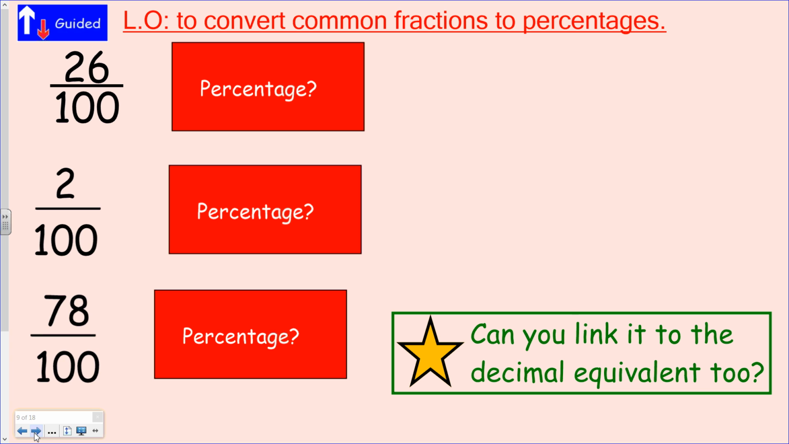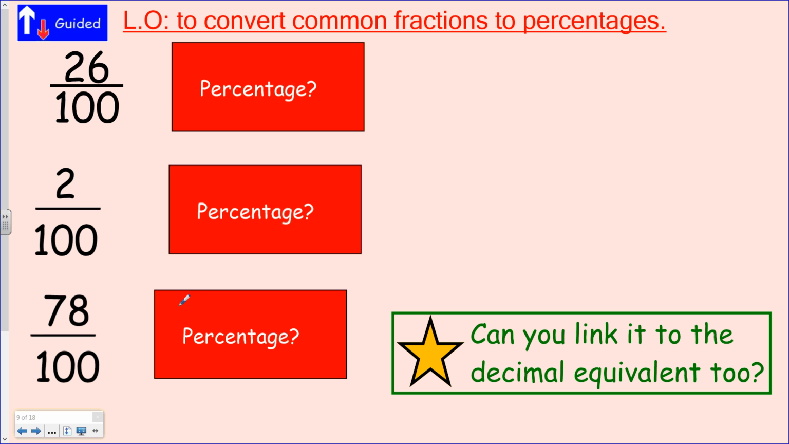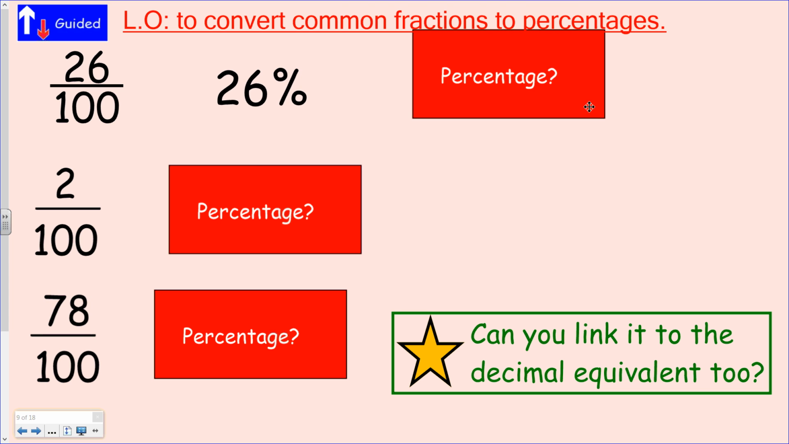Right then, let's have a think about what we've just learned, and think about the answers to these questions. So you might need to pause this video as we go through, and you may want to stop now, write the answers, jot them down, and then press play again. But I am going to go through these answers for you. So 26 over 100, we know that that's 26 out of 100. So as a percentage, it's going to be 26%.